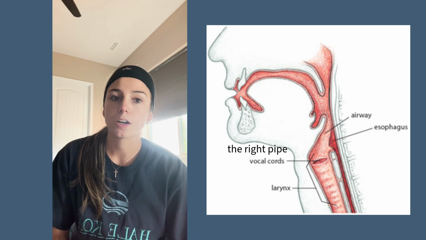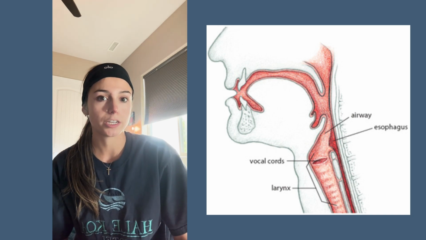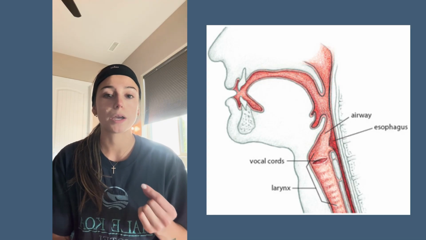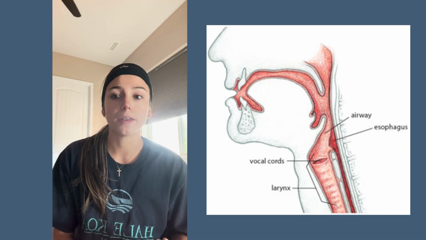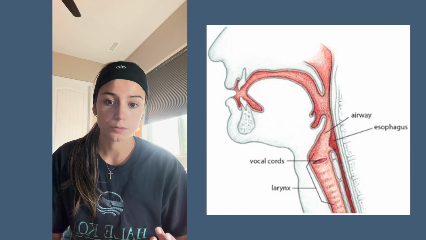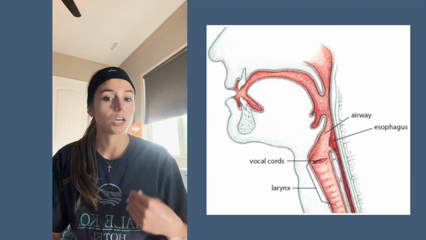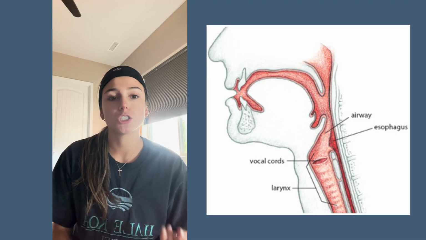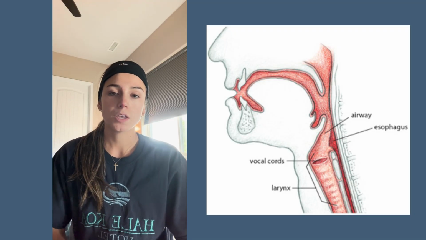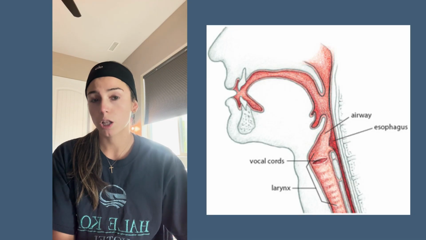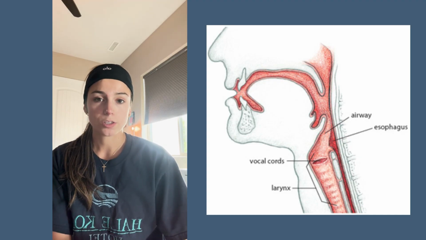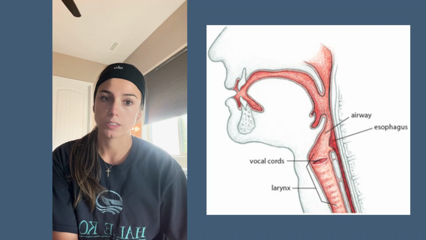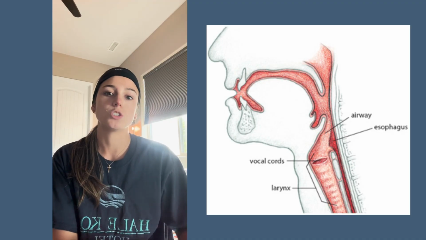This is automatic, and it's started by special sensors in the back of your throat. So when food or bolus and liquid touch those sensors, messages are sent to your brain, and this acts as a swallowing command center. So it makes sure everything happens in just the right time and just the right order.